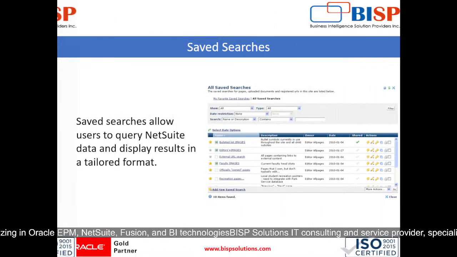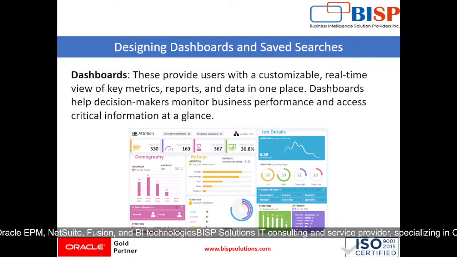The steps involved are navigating to Customization. Under Customization we get Center, and under Center we get the Dashboard option. There we can create a custom dashboard by adding various portlets such as KPIs, which are key performance indicators, reports, charts, and saved searches that are relevant to specific roles or business needs. Then we customize the layout and filters to ensure that users see the most important data for their role.